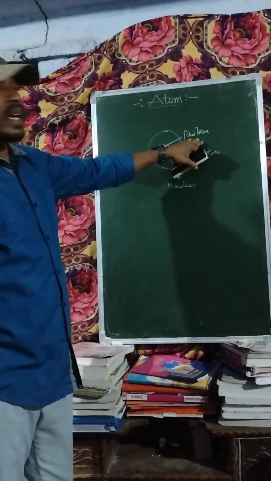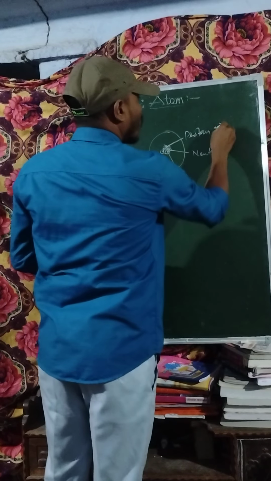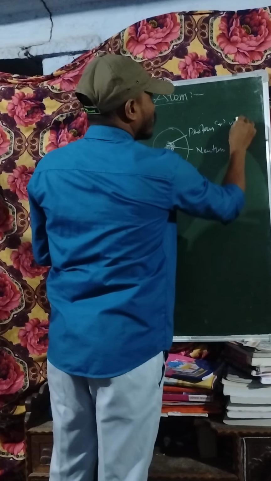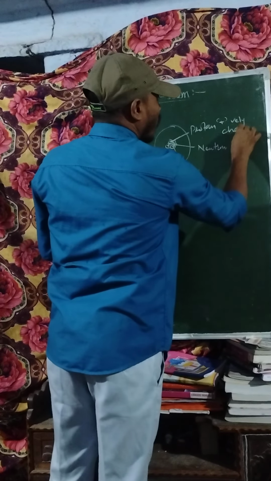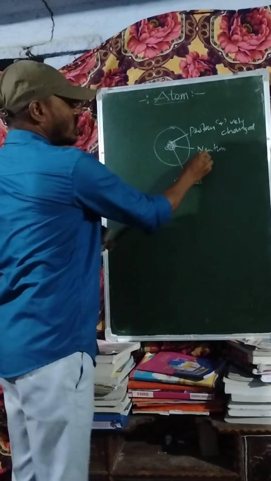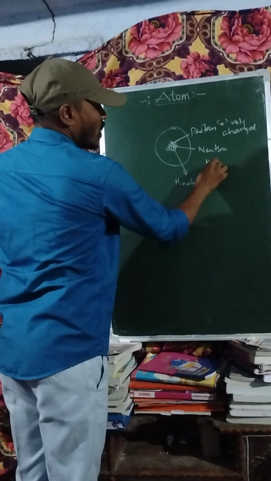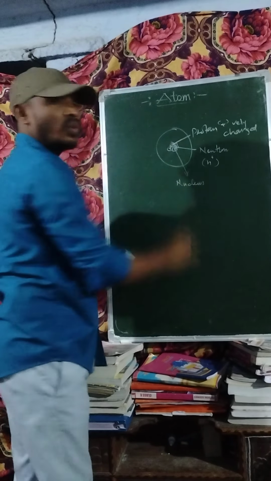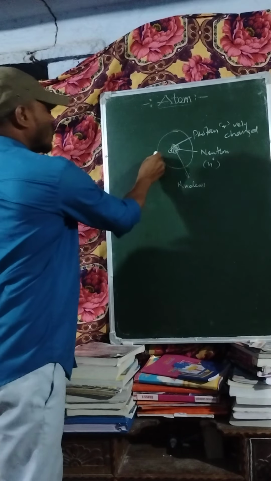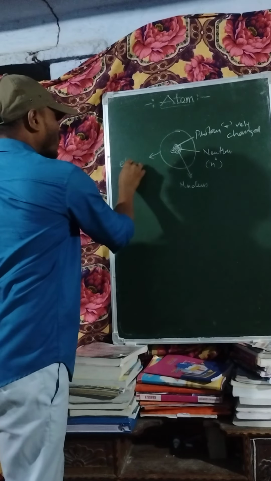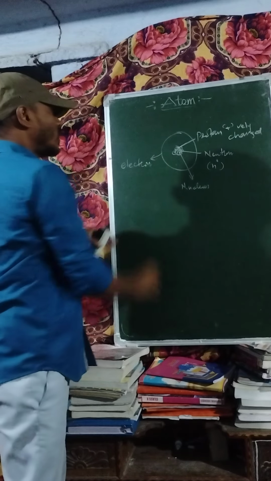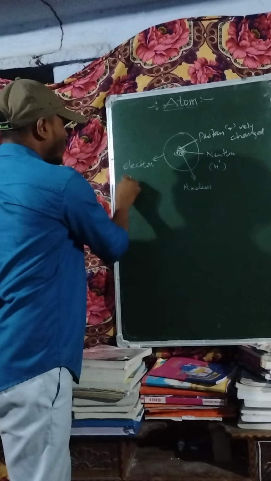This proton is a positively charged particle. This neutron does not have any charge, it is neutral in state. And there is the electron. The electron is a negatively charged particle.